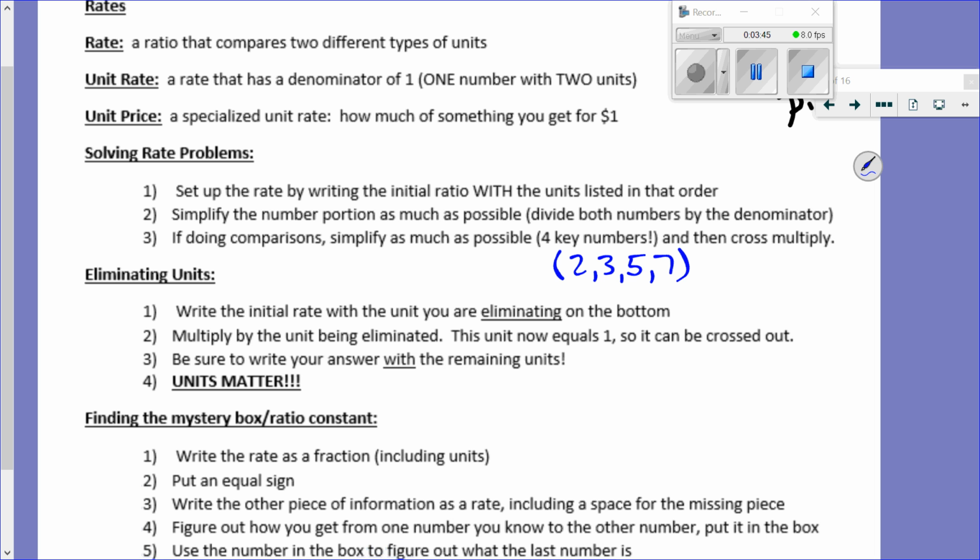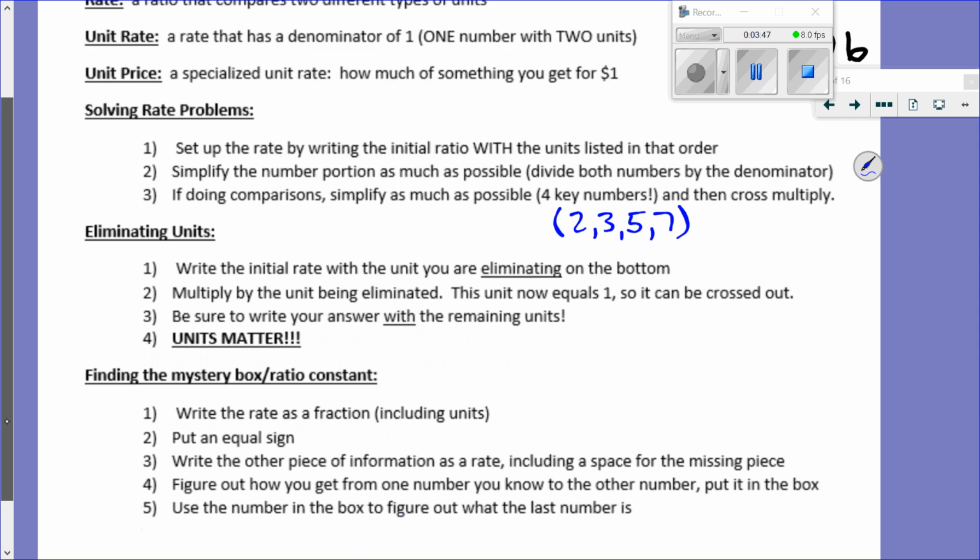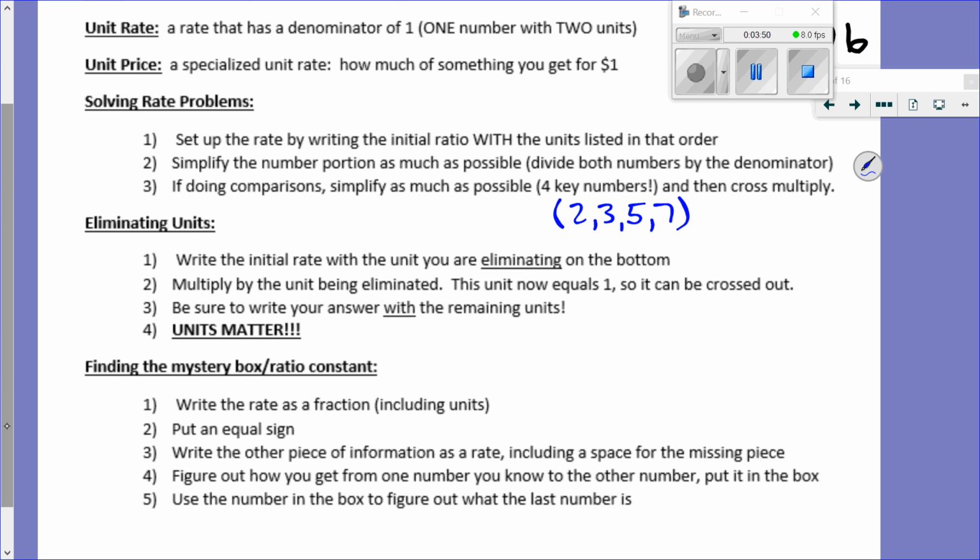The second way, and this is the engageny New York method, is called eliminating units. On this one, when you write the initial rate, you're actually going to be conscientious of the one you're getting rid of. So you'll see this a lot when we're doing unit conversions. The one you're going to eliminate goes on the bottom. Why? Because when you use the unit conversion, you're now going to put the unit you're getting rid of on top. That's going to allow those to cancel out. So whatever is left is going to tell you what the answer will be.